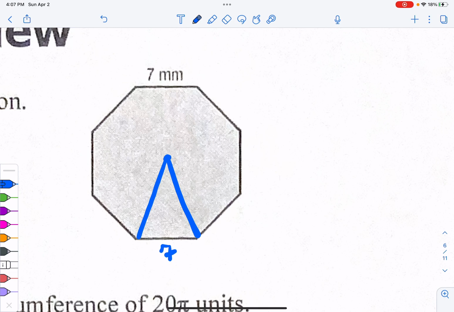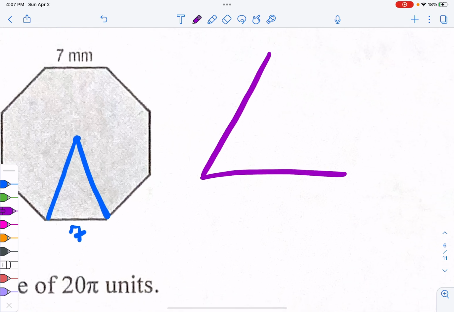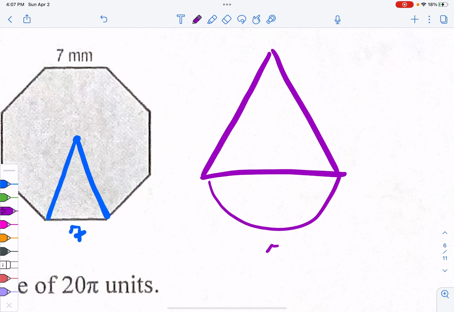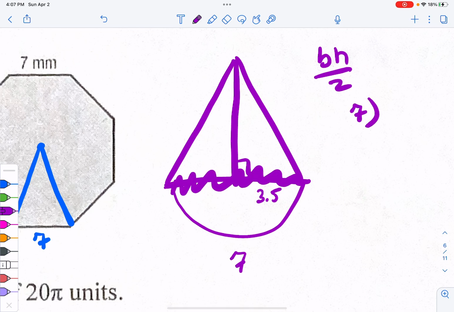I know that this bottom is 7, all right? And then what I can do is, I'm going to look at it like this, okay? This bottom whole thing is 7, which means that if I separate him into a right triangle, this is 3.5, okay? So that's how that works. And I know that if I'm trying to find the area of a triangle, it's base times height divided by 2, or 1/2 the base times the height, okay? I know that the base here all the way across is 7, right? So 7 times the height divided by 2. I just need to find out what this height is right here, okay?